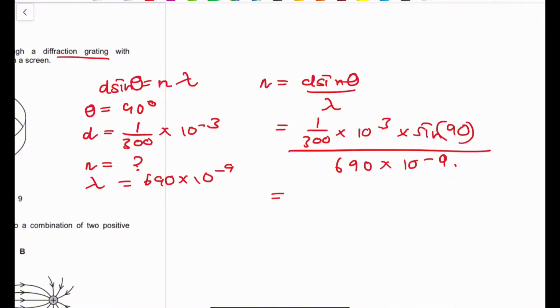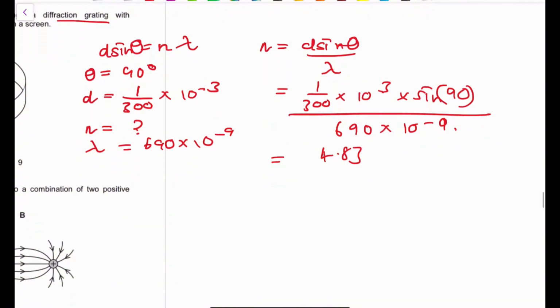It's going to give you a value of n that's approximately 4.83. And the trick with this is you always take the whole number. You don't round it off to 5, you take 4, because theta is very large and you can't form 5, because literally you're going to end at 4.83. So the trick is you always round down. So you're going to have 4, okay? But this is the value of n.